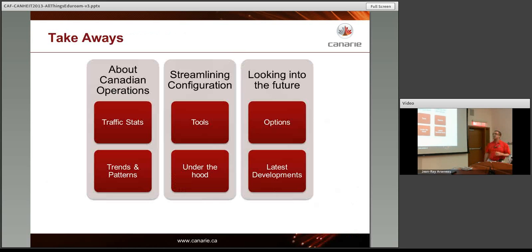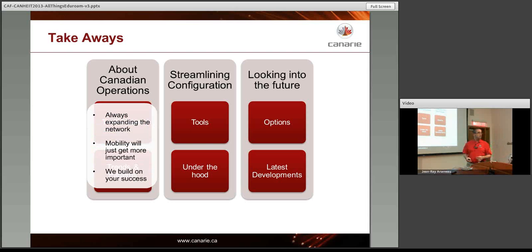So hopefully some of the takeaways: we're always expanding the network. Mobility is just going to get more important. Wi-Fi is the new Ethernet. And we really build on your success. I want to say thank you to University of Ottawa and Carleton for such a great job dealing with the network infrastructure. It's been great to just arrive on campus and have our devices work. And I think that's something we should give kudos to the CANARIE team for.